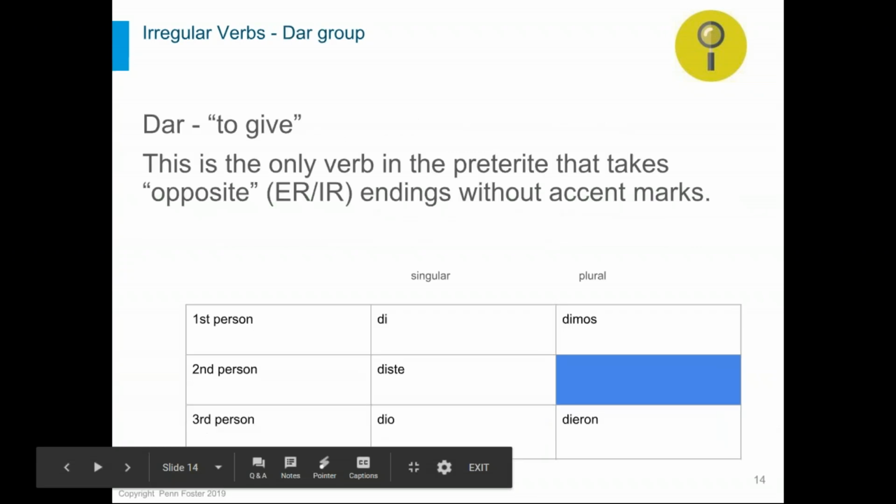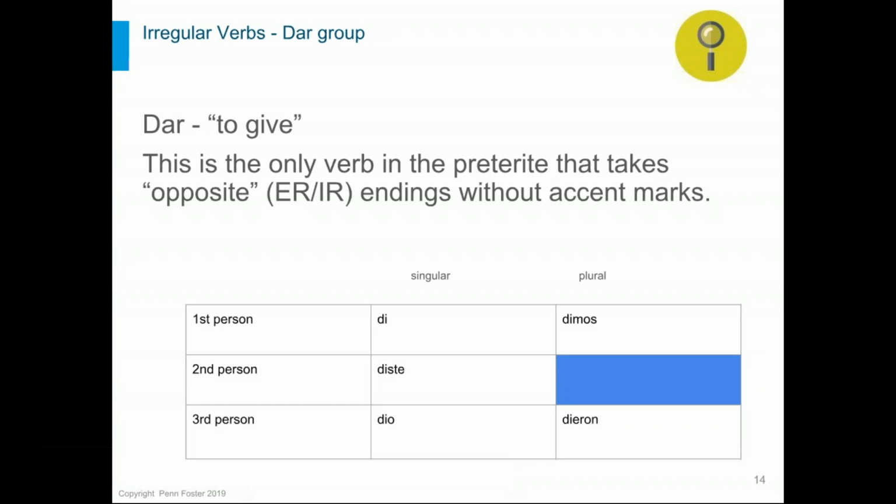Okay, another verb that is in its own group is the verb dar. And this one's a little bit unusual. The verb dar means to give. It is the only verb in the preterite that takes opposite, quote-unquote, endings. So that means it's an AR verb, but it takes the ER-IR endings. And if you notice, there are no accents on this group's verbs either, this group's conjugations.